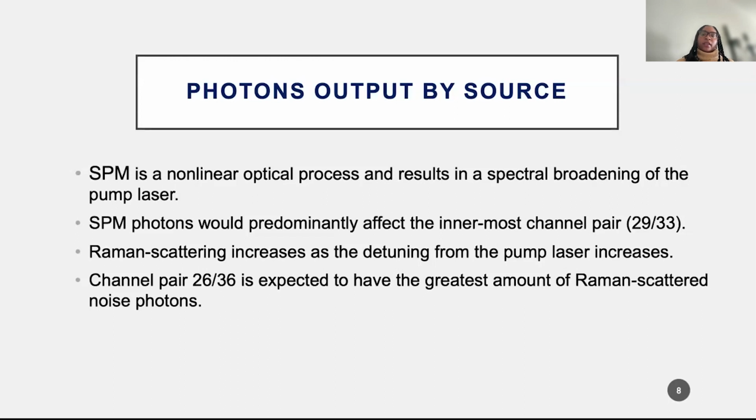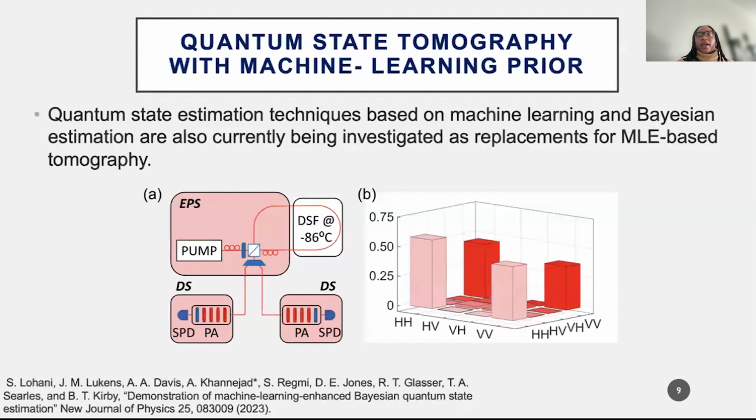So due to the presence of the noise photons in the system, one of our objectives is to determine optimal operating parameters to minimize the effects of the Raman scattering photons and the self-phase modulation photons. So we can do this by characterizing the EPS as a function of power and temperature. But before we get into the characterization of the EPS, I want to go back to the methods of quantum state tomography that I mentioned earlier.